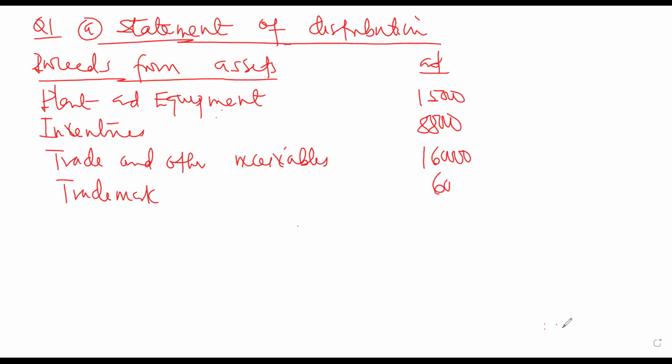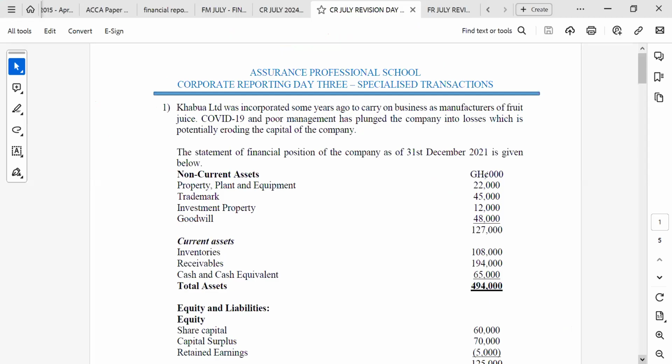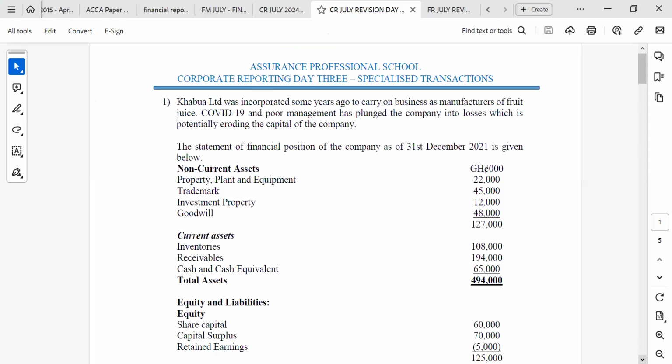So we have 60,000. Okay. Let's continue reading and see whether we need to have the value of investment property. Goodwill. Who is going to buy the goodwill? So goodwill will be left there. Goodwill will not be part of the process.